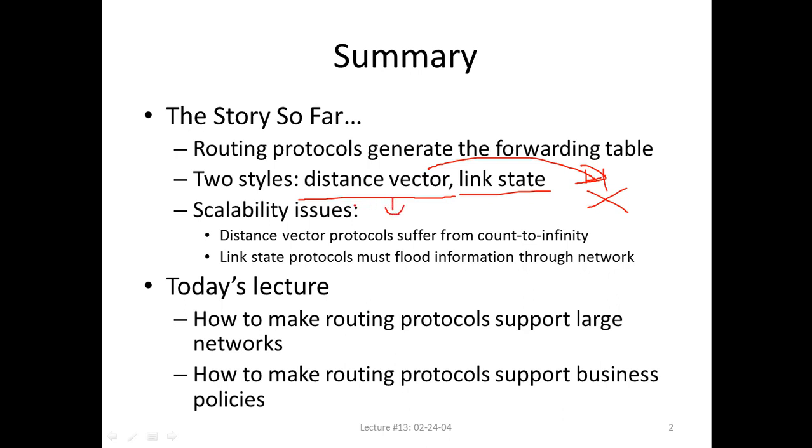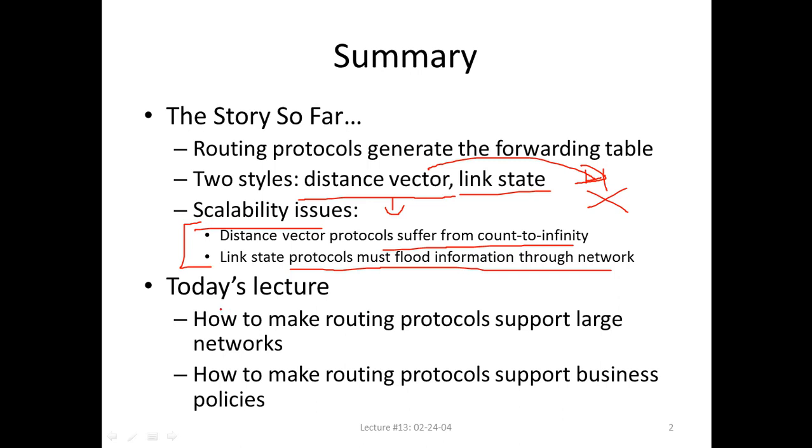But the issue that we were facing in both of these routing styles was scalability. You know that these are intra-domain routing protocols that we have discussed till now. So it means that they are not sufficient or effective when it comes to a big or giant network. Distance vector routing protocols suffer from count to infinity, and link state routing protocols must flood information to the network. So these were the scalability issues that we were facing in the protocols we discussed in the previous classes.